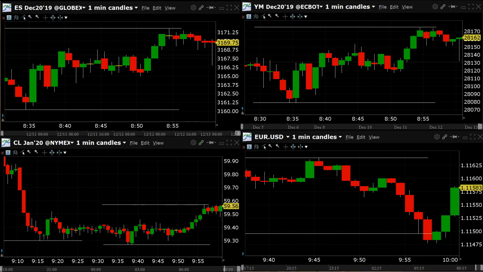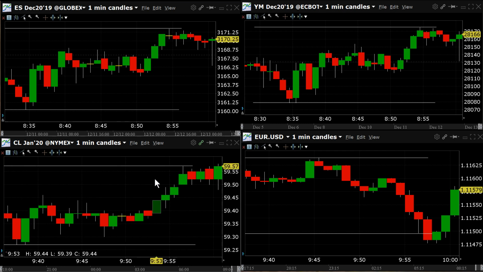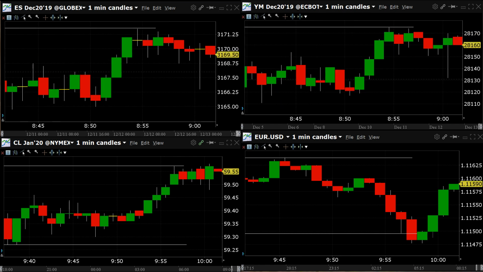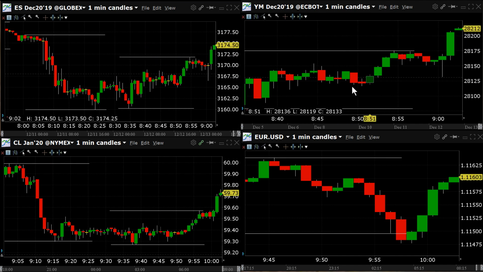Okay, main signal coming up here. You want to pay attention to this signal. It's been working all day. Okay, we got a long signal on CL off the lines. Looking for the main signal here. This main signal is what's important. Long signal Euro US dollar. Long signal YM. Long signal ES. Long signal CL. That is how you catch them.